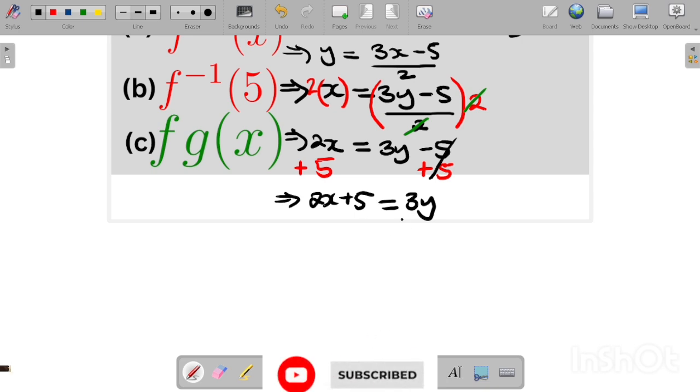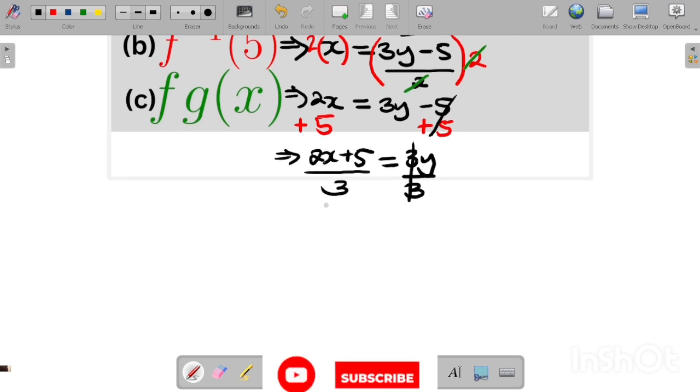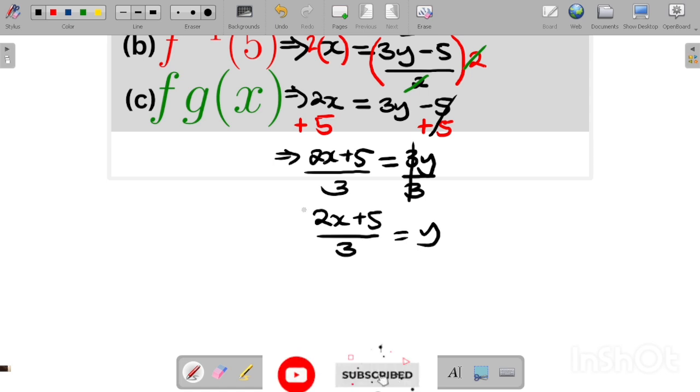So to find the value of y, divide both sides of this equation by 3. So these 3 cancel. What you are going to remain with is 2x plus 5 over 3 is equal to y. This alone here is the inverse of the function f. So we are going to conclude and say, therefore, the inverse of the function f of x is equal to 2x plus 5 over 3. So this is the inverse.